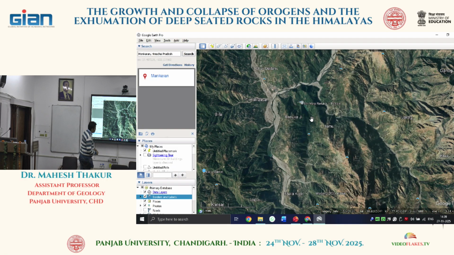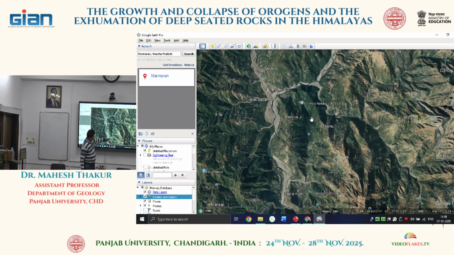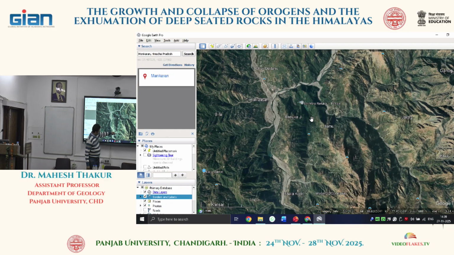So what are the geomorphic markers? We see this very steep scarp here also, and there are some linear traces of this old displacement, which you can still follow across many ranges. You can see some kind of displacement features which are present in this area.